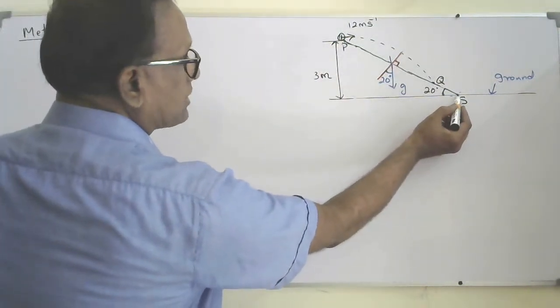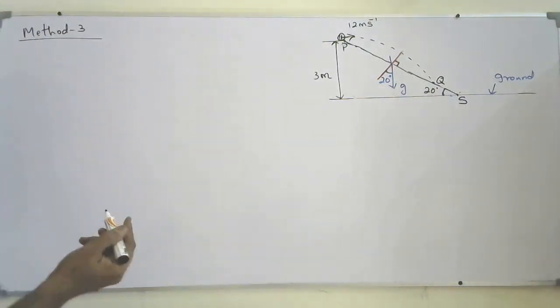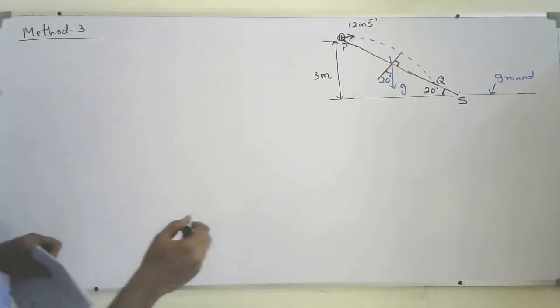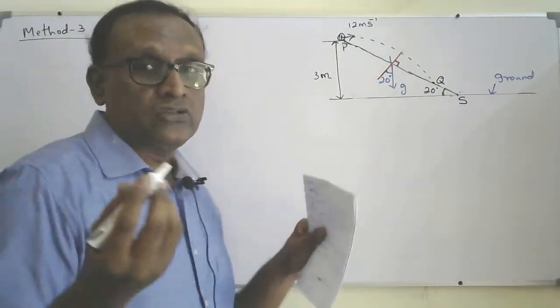S is the point where the slope is ending. Q is the point I'm taking, where it hits the slope, but we don't know whether it's hitting or not. I'm going to find the length PQ. That's the purpose of this calculation. I'll tell you the method first.